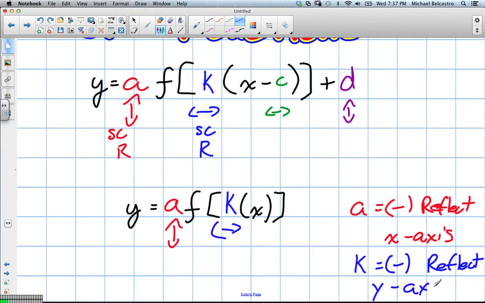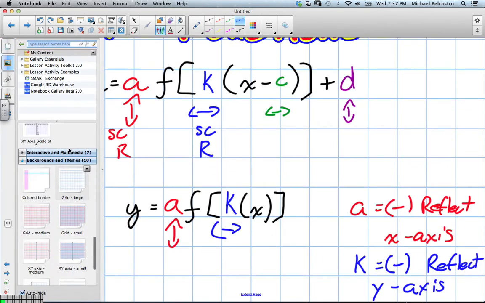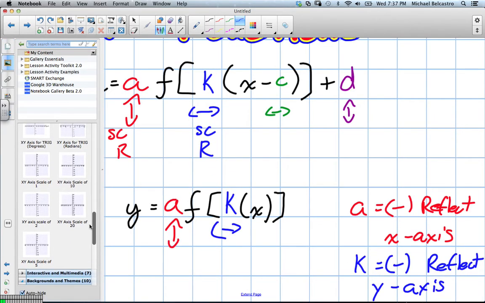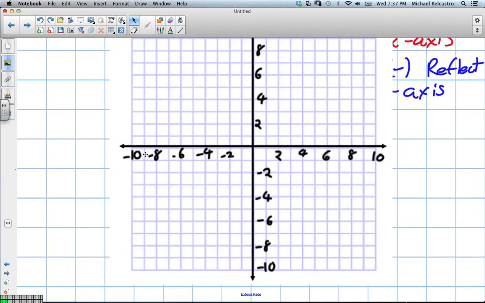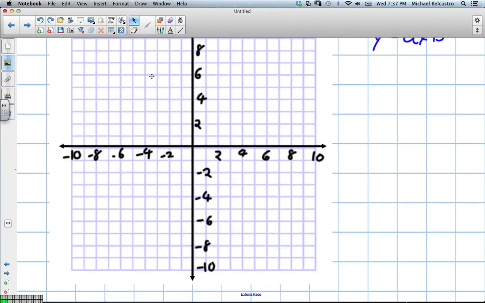And you might think, well, if it's up and down, why the x-axis? And if it's left and right, why the y-axis? Well, we'll show you with a quick graph here. Bring this guy in. Scroll down a little. We're going to draw kind of a function here.